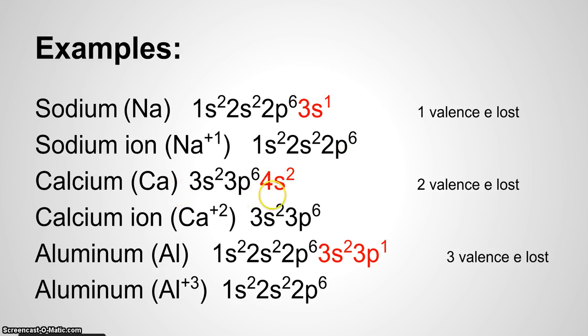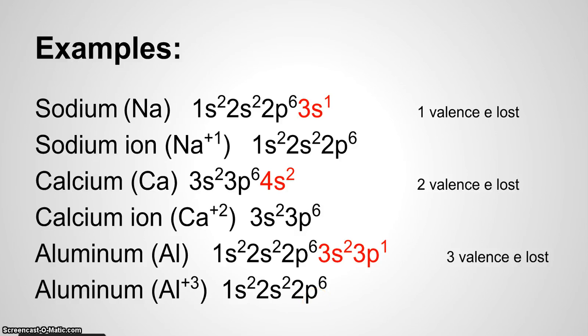Calcium has two valence electrons in the 4s2 orbital. If it loses those two, it will become a calcium ion with a +2 charge, and it'll have the same configuration as argon. Aluminum has three valence electrons. If it loses three, it'll have a +3 charge and the same configuration as neon.